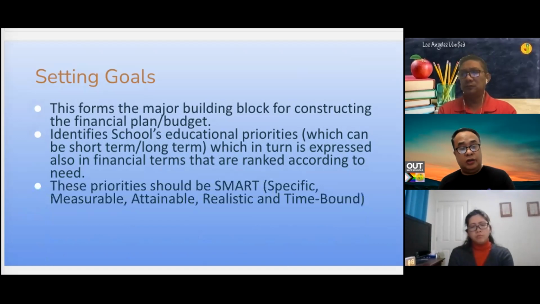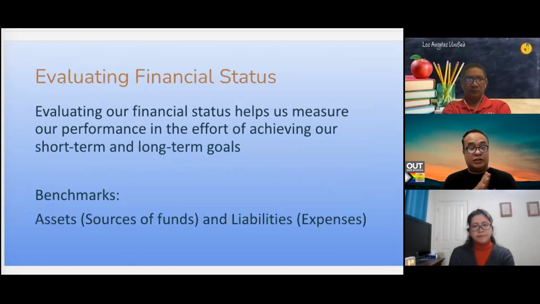Moreover, making sure that these priorities should be SMART. SMART, like an acronym, meaning it has to be specific, measurable, attainable, realistic, and time-bound. So it has to be direct. You can see whether it's progressing or not. It can be determined that it will be attainable, it could be reached, so it is feasible, and it can work within a specific amount of time. So once you set your goals, you can now start evaluating your financial status.